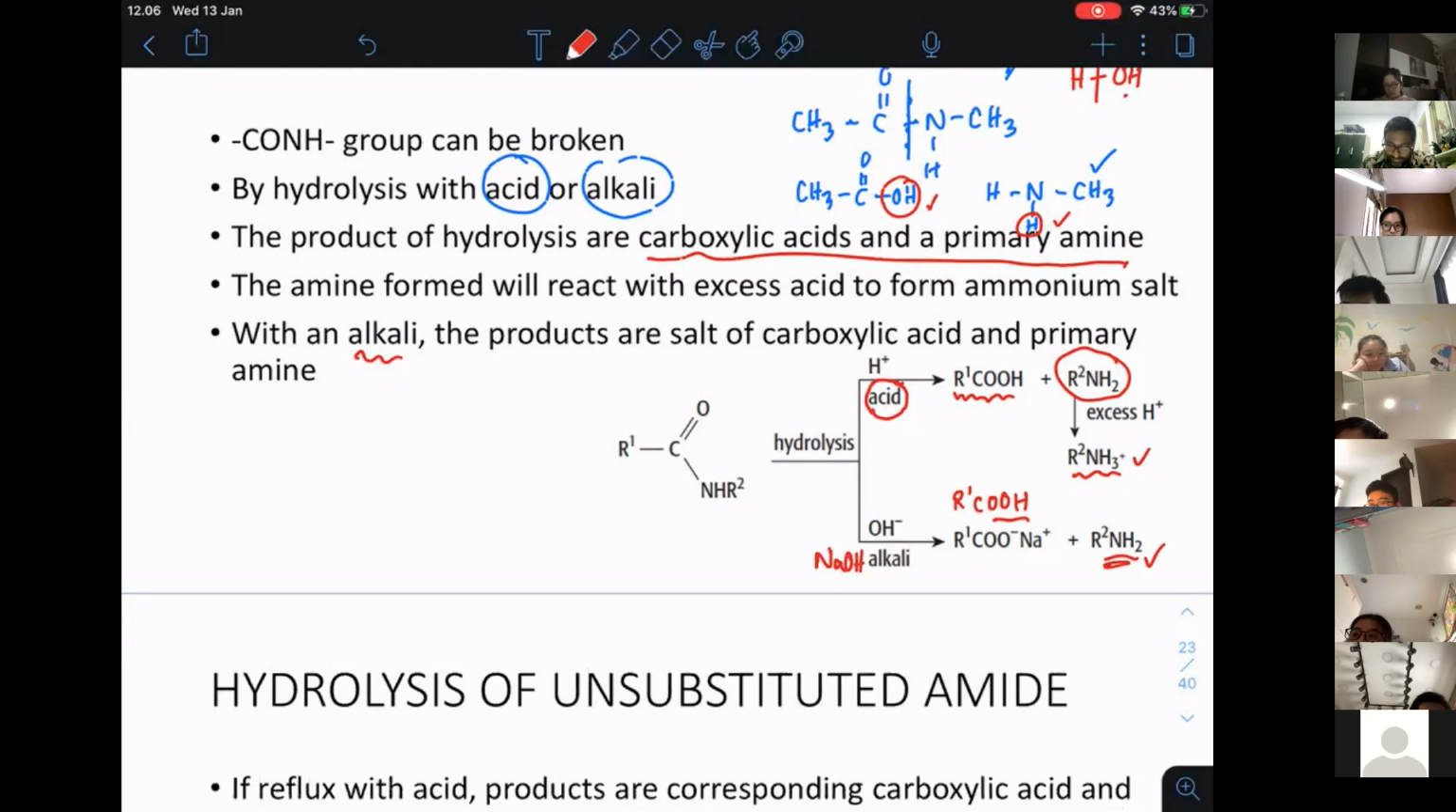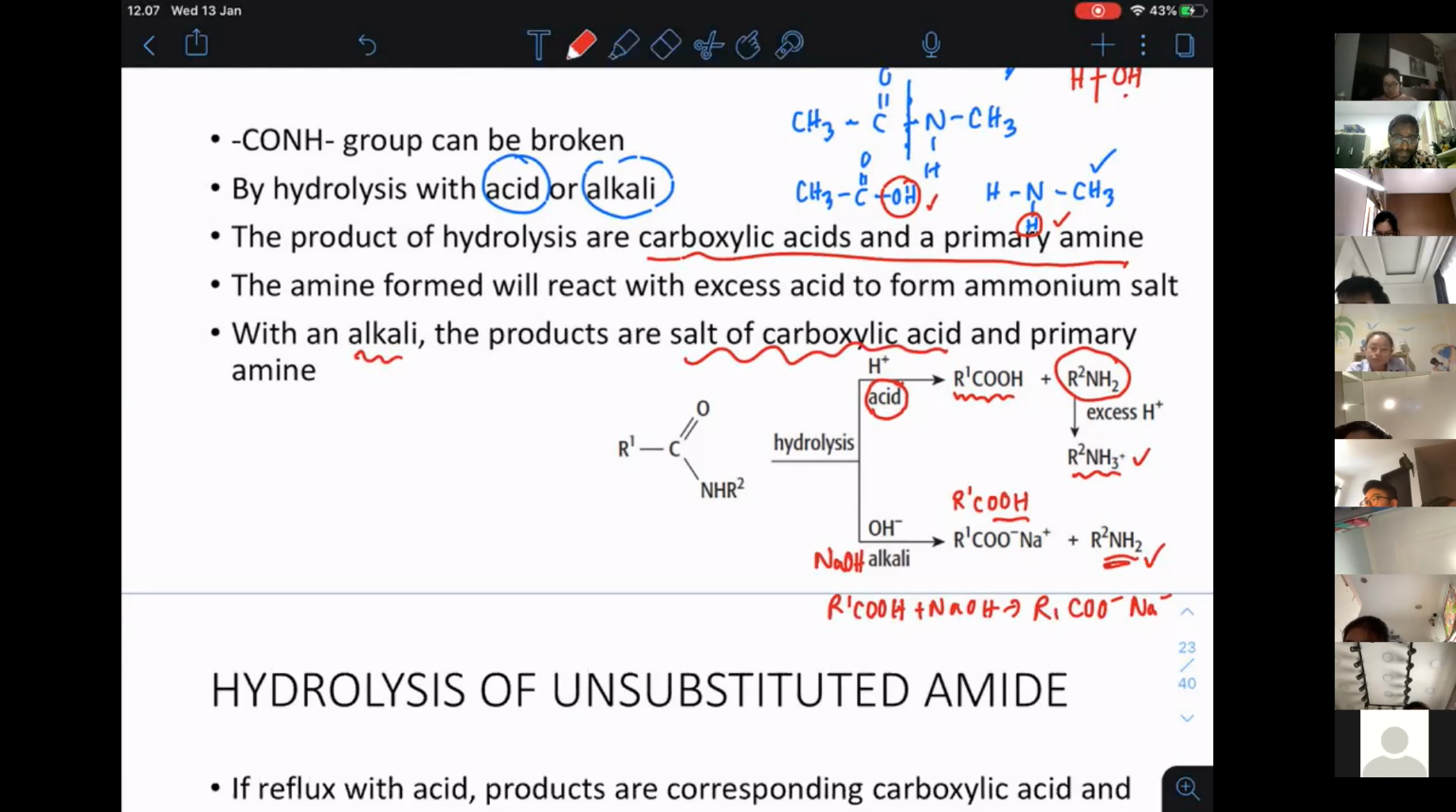So what happens is the R1COOH will react with sodium hydroxide. They will give you R1COO- and Na+. So this is going to be the salt of the carboxylic acid that is formed. Can you understand this, Victoria?